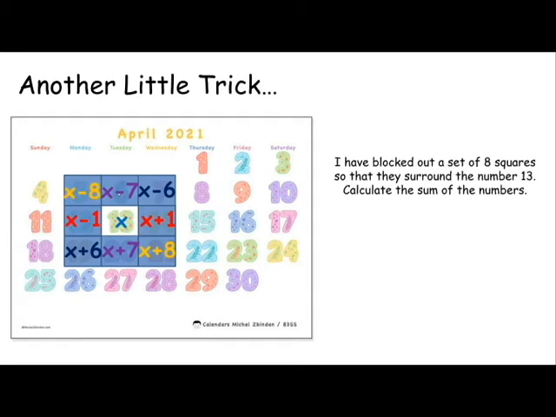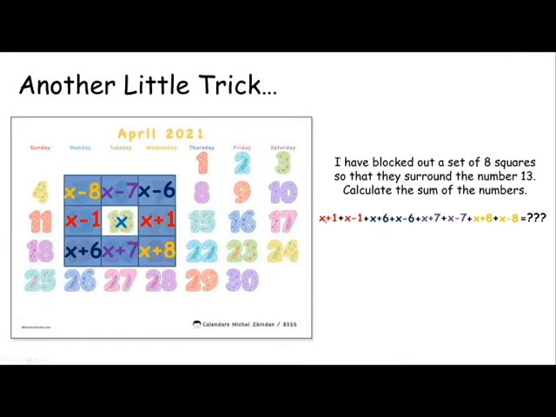How can we use this? Well, we want to know the sum of these numbers. So I'm going to take the x plus 1, and I'm going to add the x minus 1. Then I'm going to take the x plus 6 and the x minus 6, the x plus 7 and the x minus 7, the x plus 8 and the x minus 8, and altogether those have to give me the sum. They have to give me the sum, whatever that might be.